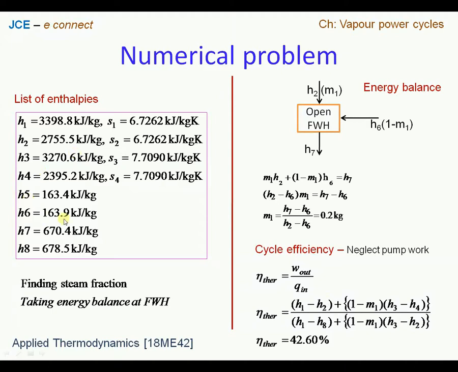Now again we have the list of enthalpies here. We have H1, we have H2, we have H3, H4. We can plug into the numerator quantities, and then in the denominator we have H1 and H8, plus we have M1 also, that is 0.2 kg here. We can plug in those, and H3 and H2. Once we substitute those quantities into this equation and simplify, we are going to land up with 42.6% thermal efficiency for the given cycle.